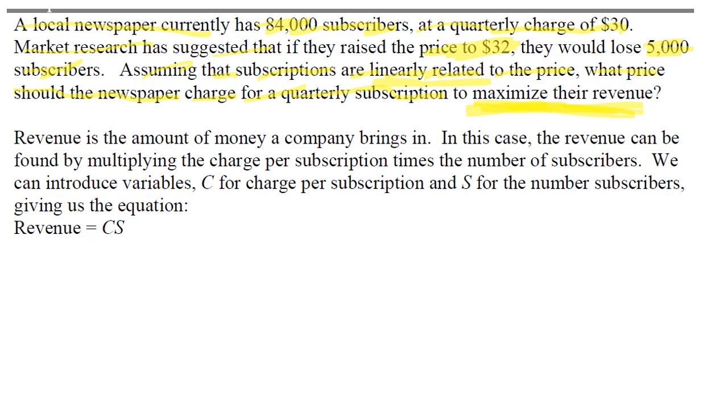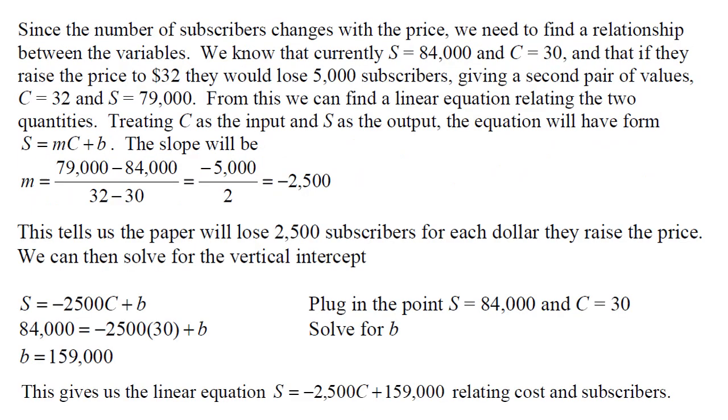So revenue is the amount of money a company brings in. We should know that. In this case, the revenue can be found by multiplying the charge per subscription times the number of subscribers. So revenue would be C times S, where C is the charge per subscription and S is the number of subscribers. Okay? So since the number of subscribers changes with the price, remember they're going to lose subscribers as they raise the price, we need to find a relationship between those variables.